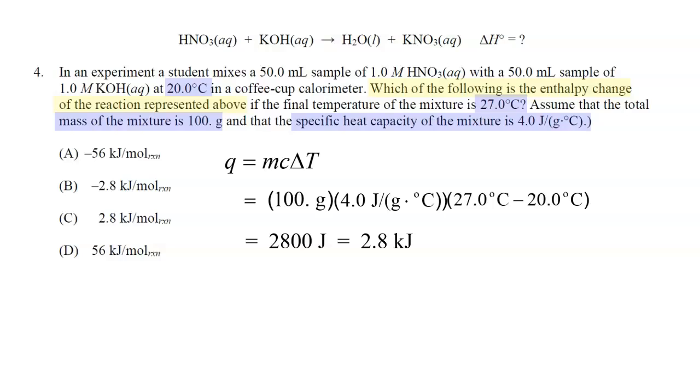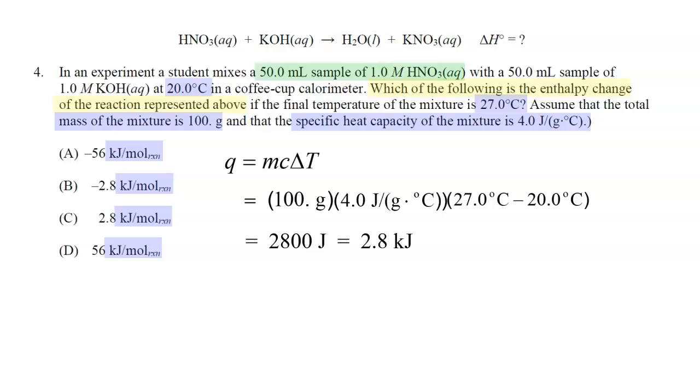Now, at this point, with an answer of 2.8 kilojoules, choices B and C might be attractive, but look at the units for all 4 of these choices. The units are not just kilojoules. The units are kilojoules per mole of reaction. So what we still need to do to calculate the correct answer in this question is to connect the 2.8 kilojoules to this quantity of mole of reaction.